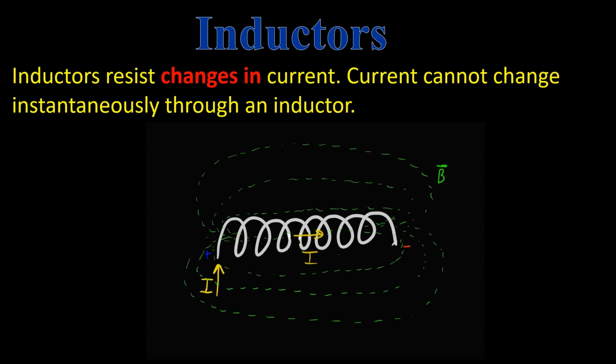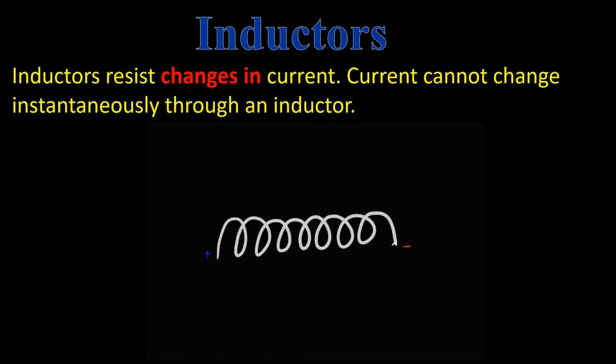Now if you only remember one thing about inductors, it's this right here. Inductors, and this is super important, resist changes in current. They're not resistors. Resistors resist current in general. Inductors resist changes in current. And something else that's super, super important: you can't just have current in an inductor change instantaneously. It has to change slowly over time.